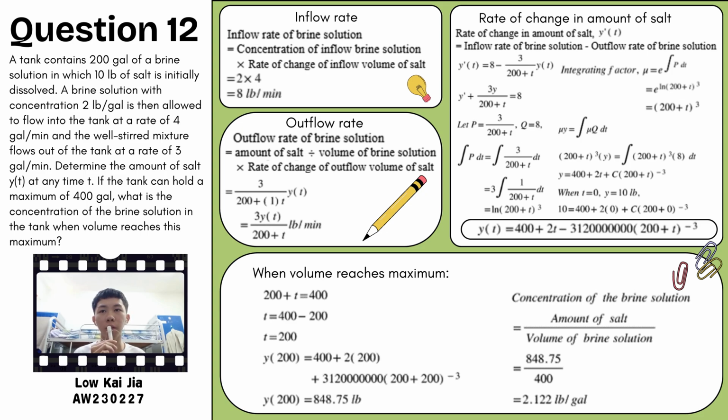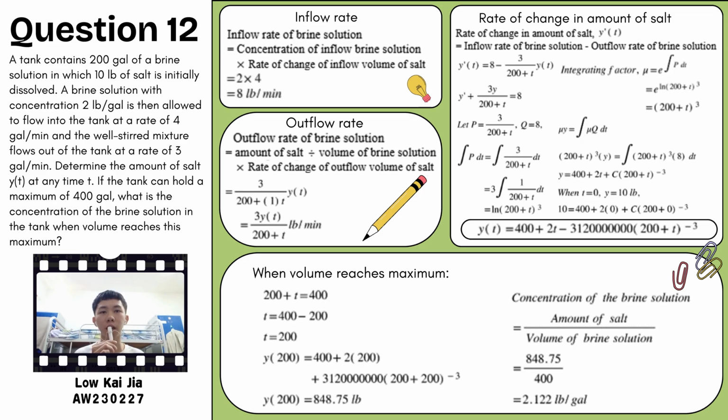However, the volume inflow rate is higher than the volume outflow rate. It indicates the volume of the solution increases with time. This is considered in the outflow rate of the brine solution. After integrating the equation, it becomes a function for the amount of salt at any time. The constant of the function is obtained through calculation using the initial value of the amount of salt.